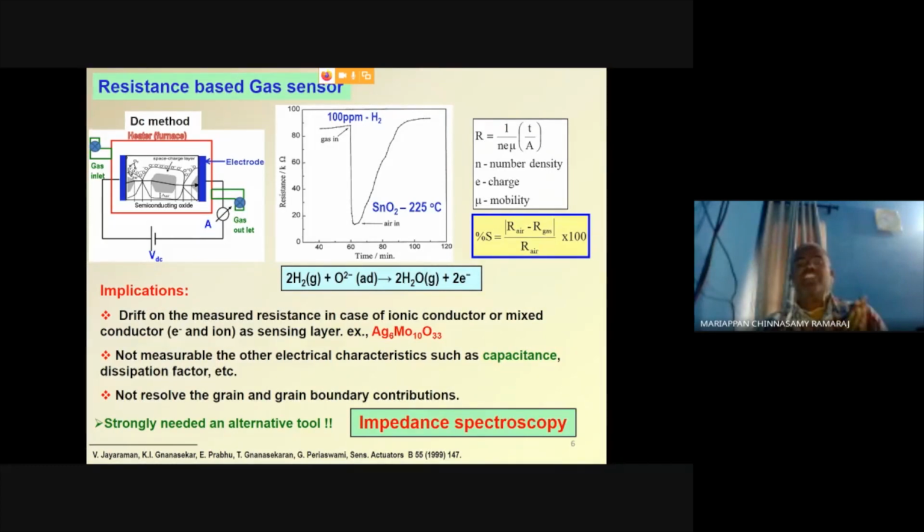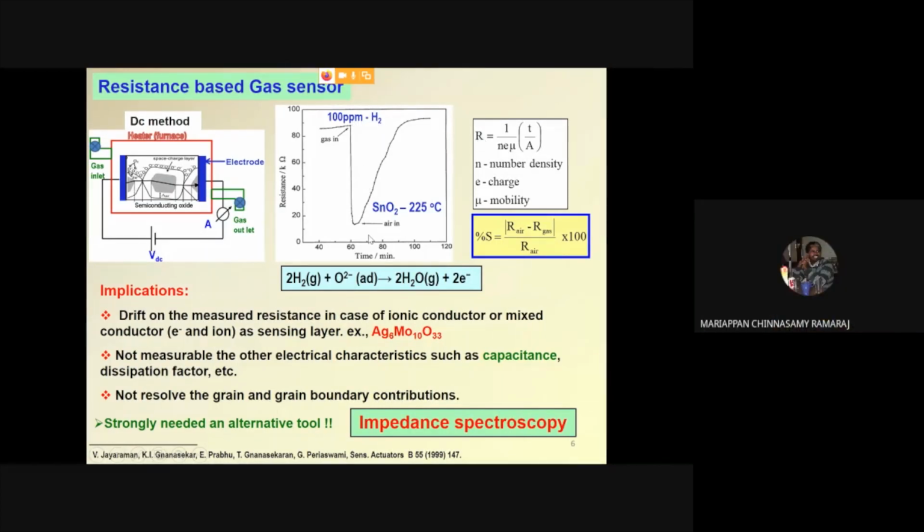If you look at the mechanism, the oxide layer is formed around the grains. Once we introduce hydrogen, the hydrogen gas will react with O2 minus, and give you water in gas form and electrons. That means once hydrogen is introduced, the space charge layer will be reduced and become very small, and the number of charge carriers will increase. That's why the resistance goes down. Basically, this is the mechanism, this kind of process happening on the sensor.